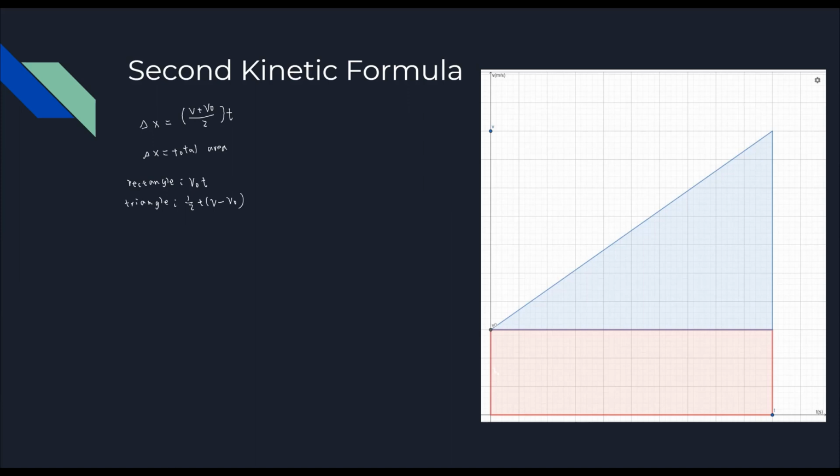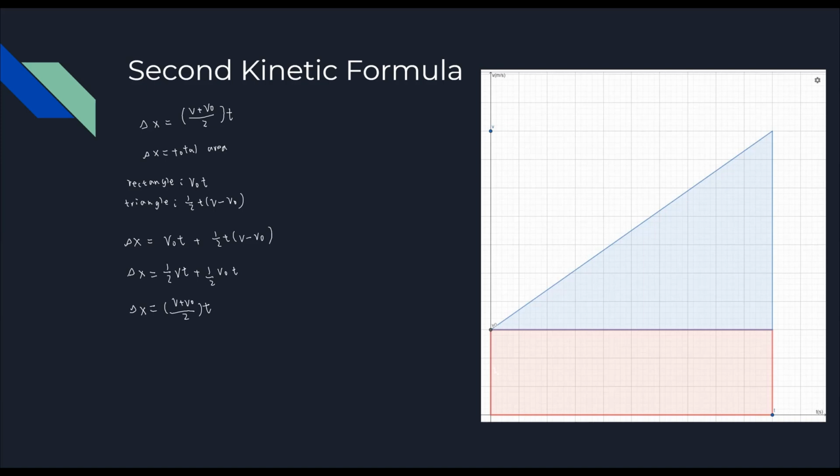And then if you add these all together, you have the total area, which is delta x, equal to v0 t plus half of t times (v minus v0). Then we distribute the factor of 1 over 2 t, and we get delta x is equal to 1 over 2 final velocity times t plus 1 over 2 initial velocity times t. Then we simplify, and we get delta x is equal to final velocity plus initial velocity over 2, times t. So it's quite beautiful that you can see this visually.